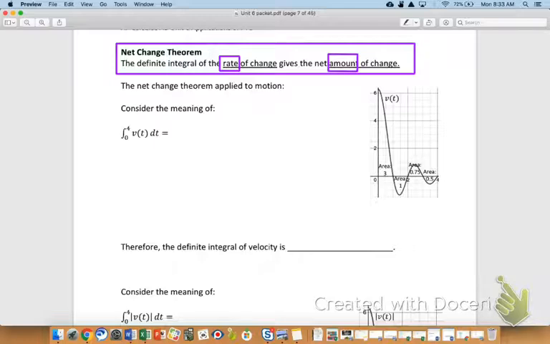So if I told you that the rate was ice cream cones per minute, what would be the amount that would go with that? Number of ice cream cones, right? If I told you that the rate was puppies per year, what would be the amount that would go with that? Number of puppies. If I told you the rate was miles per hour, what's the amount that goes along with that? Number of miles. Does that make sense?